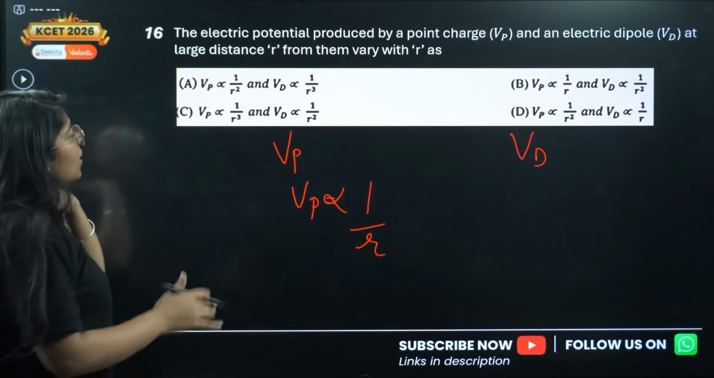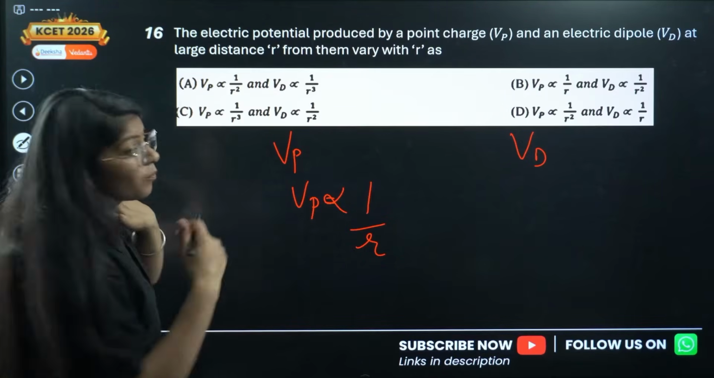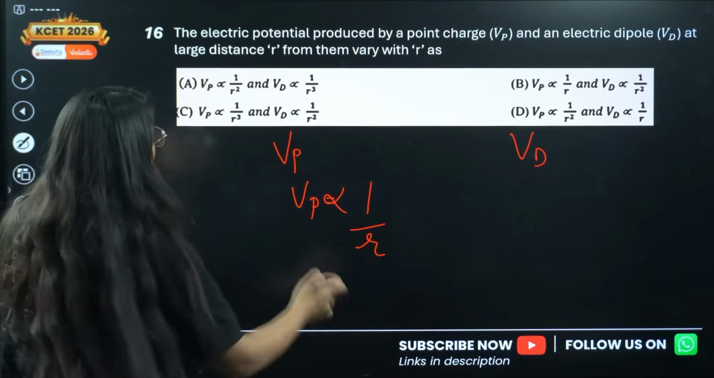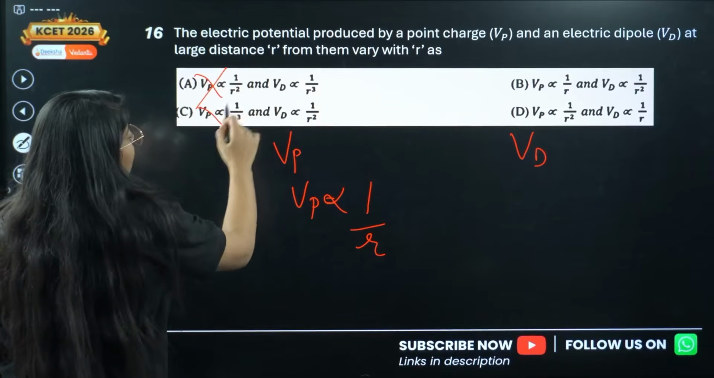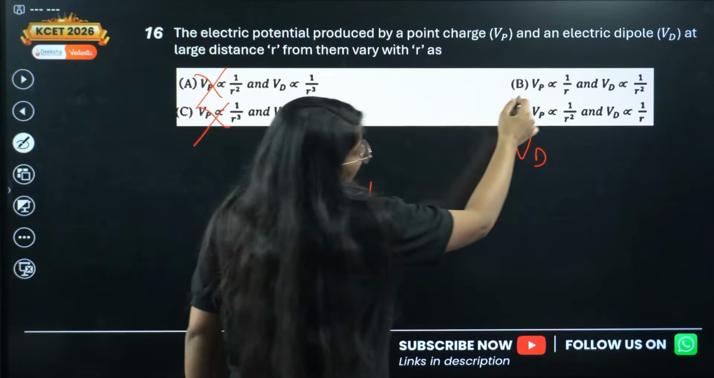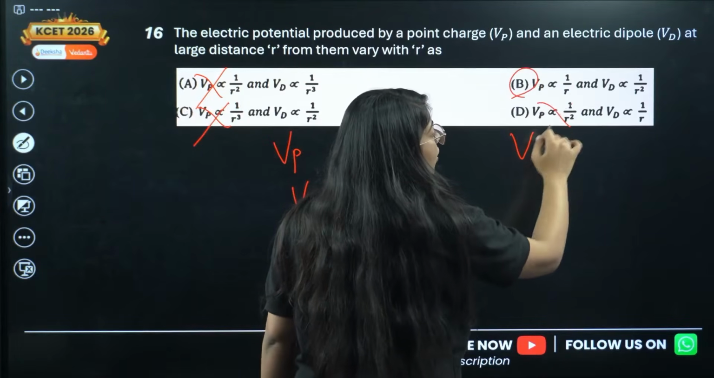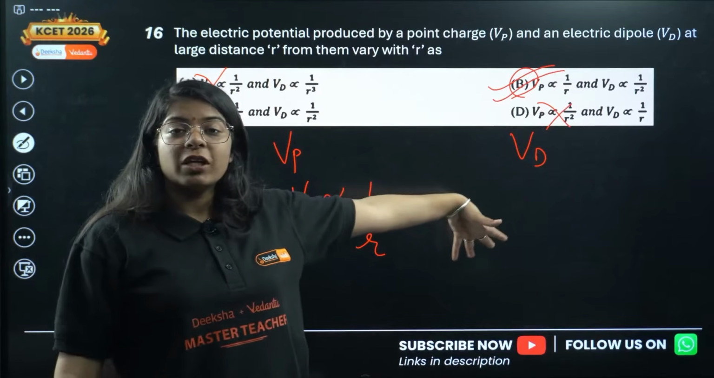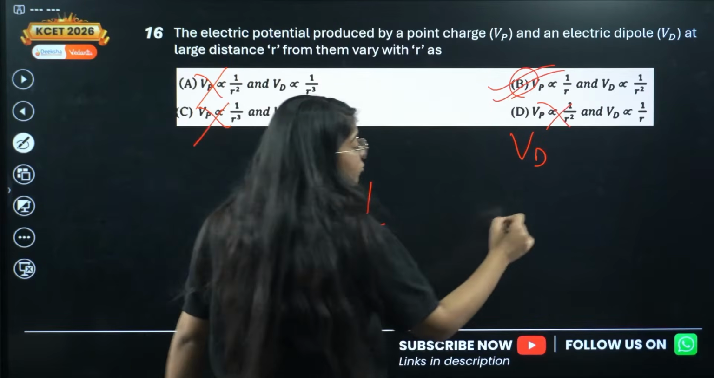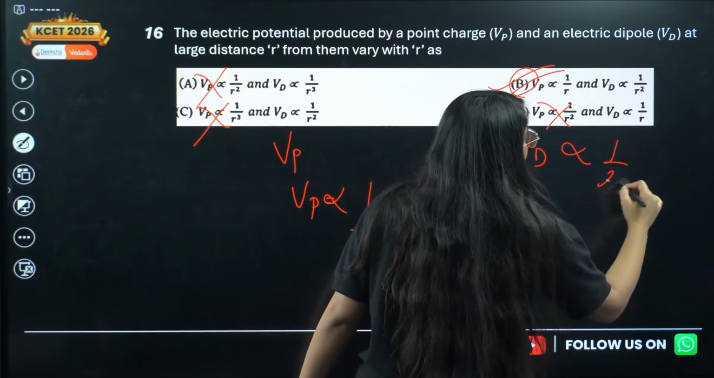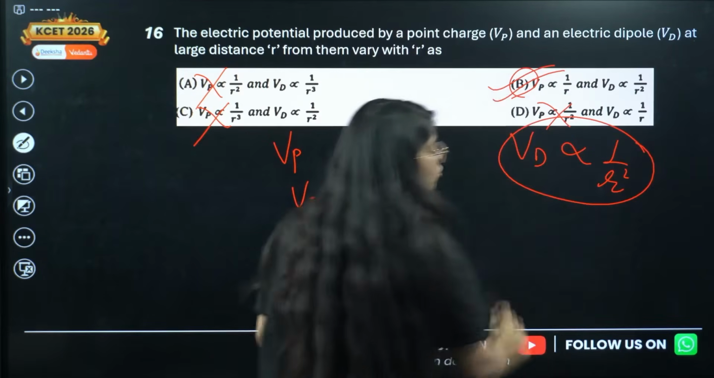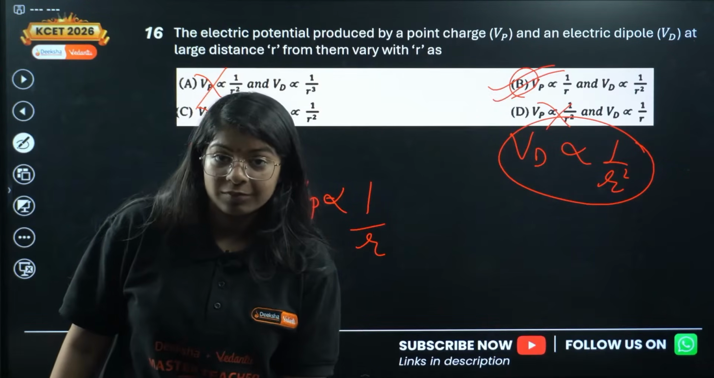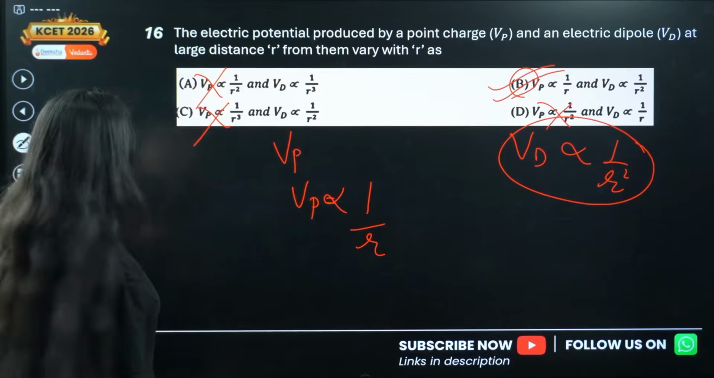That is correct. If you look at the options, what we choose is, we try to eliminate the wrong options. 1 by R square is wrong, 1 by R cube is wrong, 1 by R can be correct. This is also wrong. So, the B option is plainly correct. You do not even have to check for dipole moment. But if you have to check for dipole moment, it will be inversely proportional to the square of the distance from the dipole. Correct?